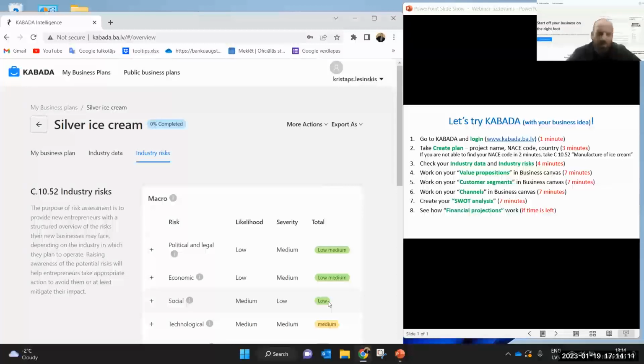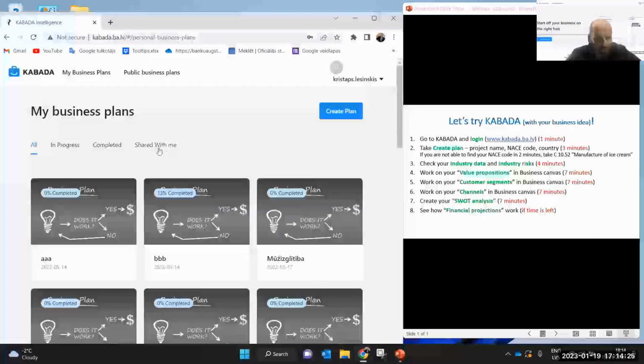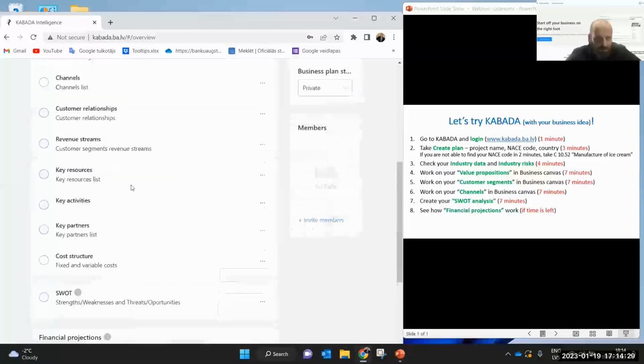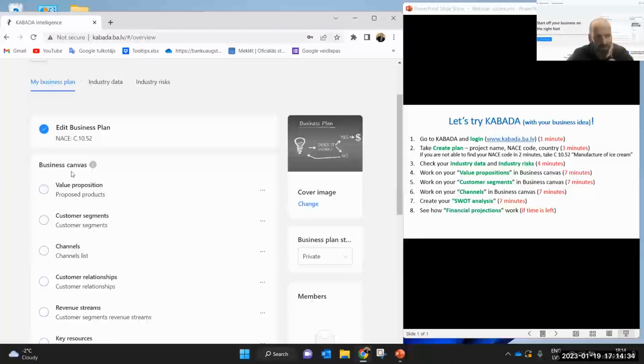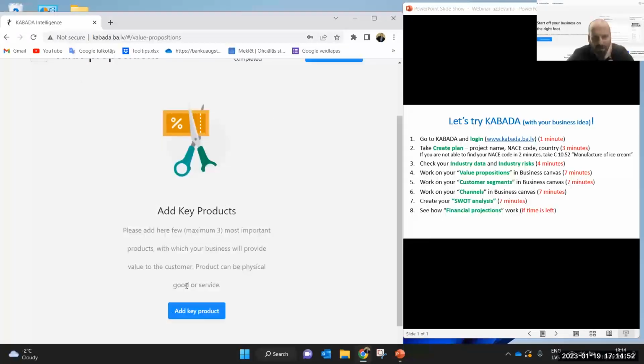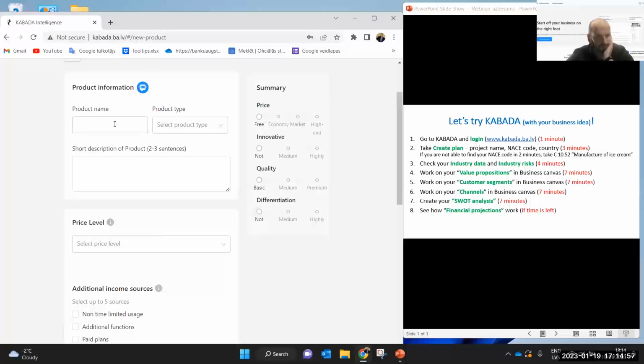So if you've done this, as we did it already before, you say, I saw what the system says about the industry data and the industry risks, so I can move on to work on my business model, which is this part, the business canvas. Here comes the fourth step from the slide on the right, called work on your value propositions. Press the button value propositions, and add some key product. Give the name, select what type it is, physical good or service. Give some description, one sentence, maybe two, maybe just some keywords for you to understand and not to forget what you thought about.